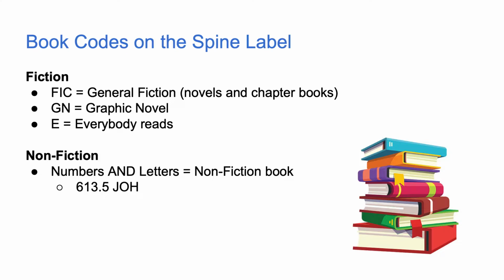So we talk about what these book codes then mean. In our library, we have three: Fic, GN, and E. Fic is general fiction, which includes novels and chapter books. GN is for graphic novel, and E we consider everybody reads, so like the picture books. Nonfiction, I explain, is a combination of letters and numbers. So if they see something like 613.5 JOH, this means that it is a nonfiction book. And I explain all about nonfiction in separate lessons.